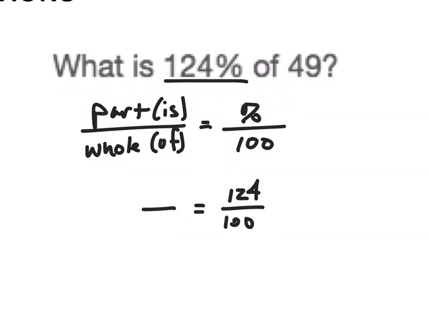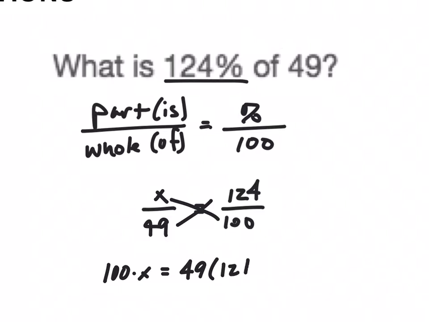Now, because they give us the of, 49, that's going to go down here in my denominator. So I'm going to put 49 down here, and then I'm going to put x. Then I'm going to solve this proportion: 100 times x is equal to 49 times 124. Let's do the math. 49 times 124 gives me 6,076, and that's equal to 100x.